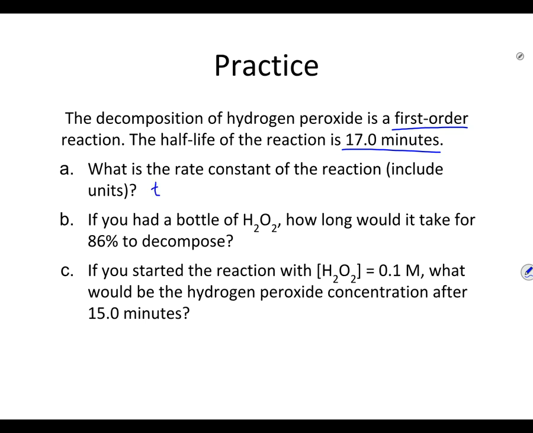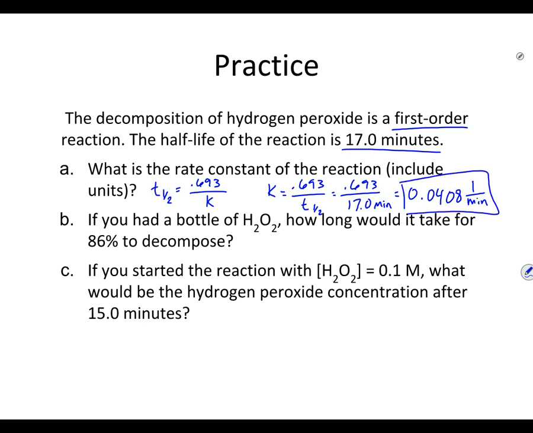So we know that if it's first order, the half-life is equal to 0.693 divided by k. We're looking for k, so if we rearrange that equation, it's going to be 0.693 divided by my half-life, which is 0.693 divided by 17 minutes. And that's going to give me a rate constant of 0.0408 per minute. That's my rate constant for this reaction.